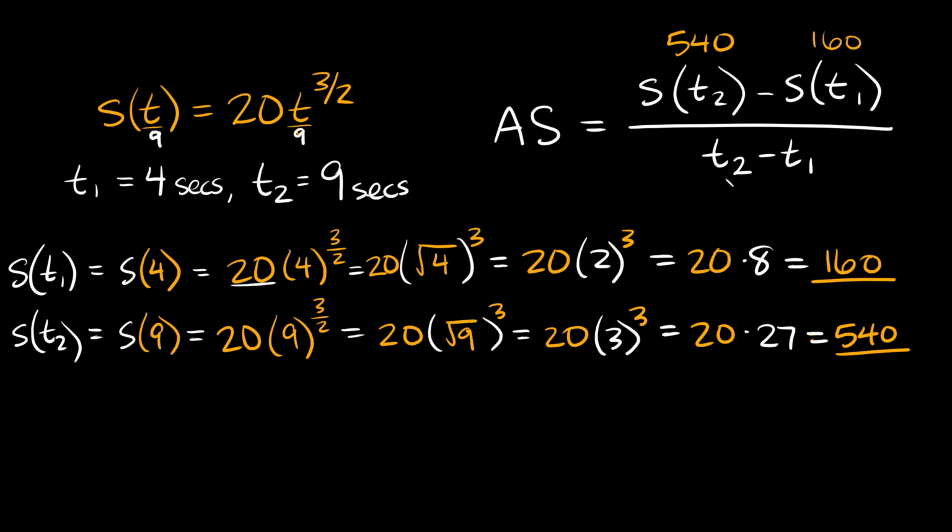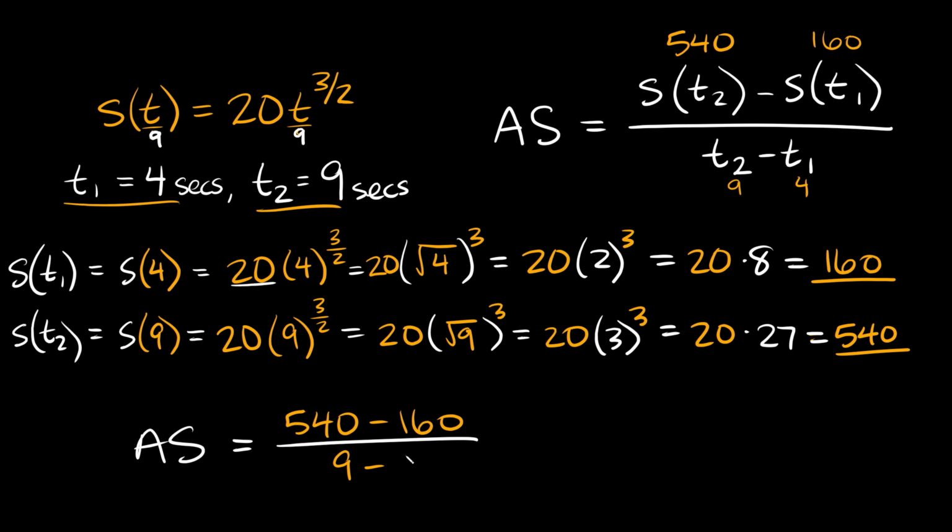And the last thing we need to plug into our formula to find the average speed is t sub 2 and t sub 1. Those are just given. t sub 1 is equal to 4, so we're going to plug in a 4 right there, and t sub 2 is equal to 9, so we're going to plug in a 9 right there. Let's write it down here. The average speed is going to be equal to 540 minus 160 all over 9 minus 4. On top, we get 380, and on the bottom we get 5, and 380 divided by 5 is equal to 76.